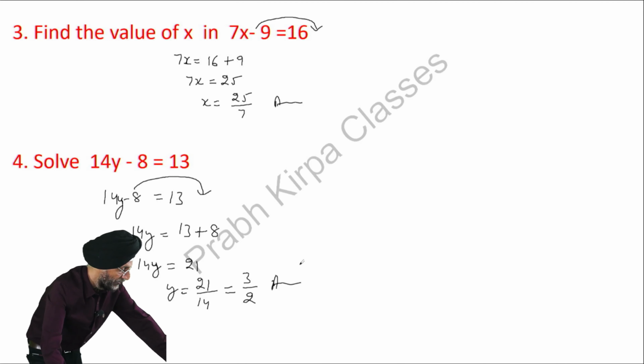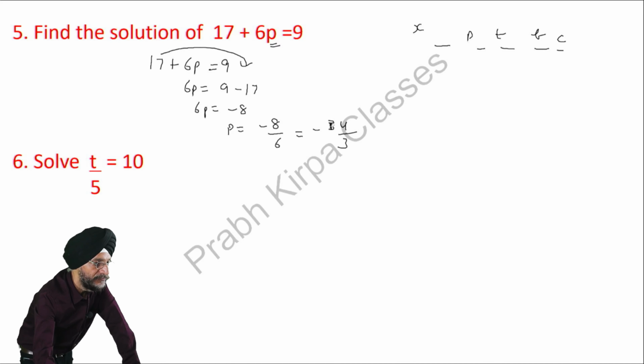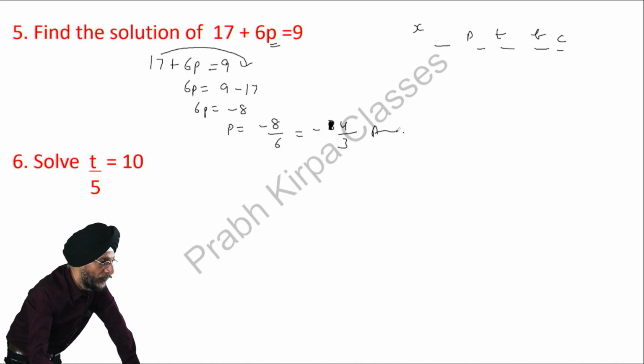Next, find the solution of 17 plus 6p is equal to 9. We may tell you that in the case of linear equation in one variable, this variable may be x, it may be p, it may be t, it may be b, it may be c, it may be any letter. So now 6p is equal to 9. From here 17 will go to the other side and it will become negative. 6p is equal to minus 17 plus 9. It becomes minus 8. p is equal to minus 8 over 6 is equal to minus 4 over 3. So this is the answer before you.